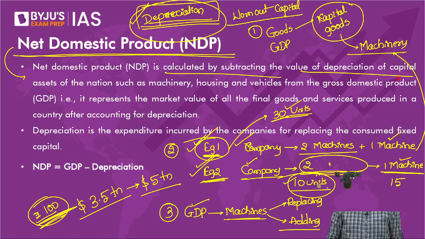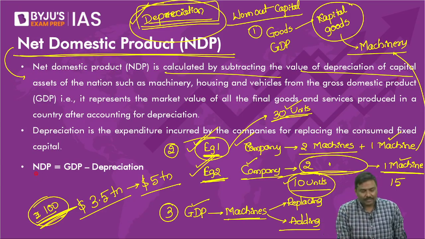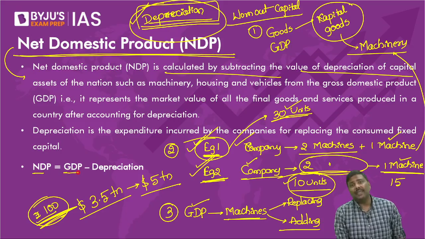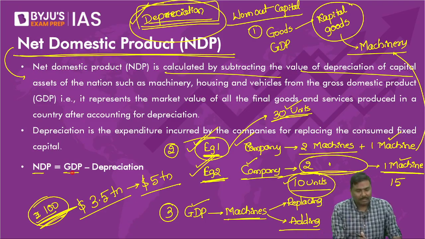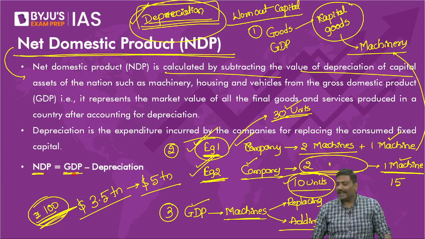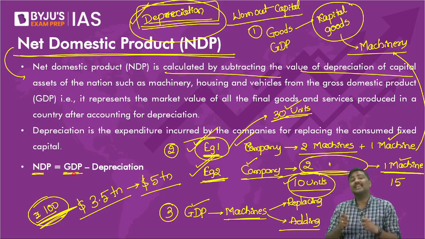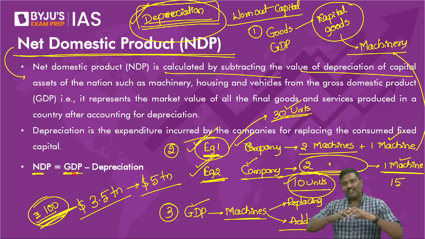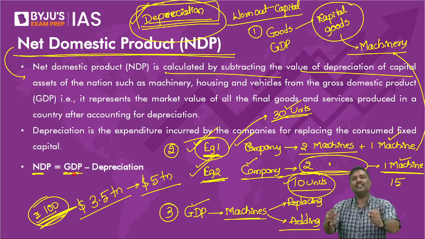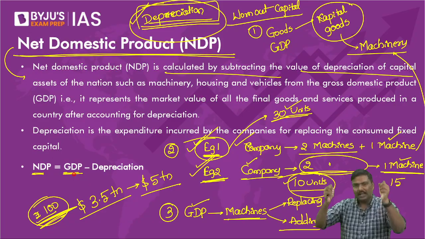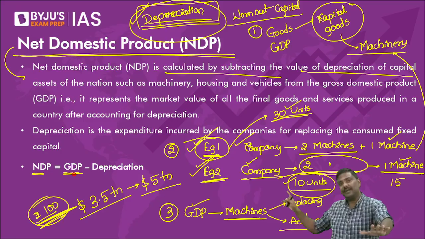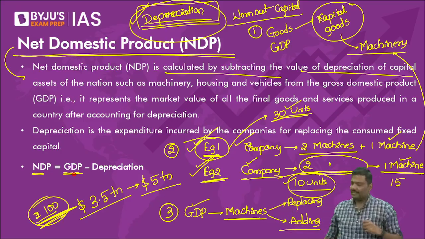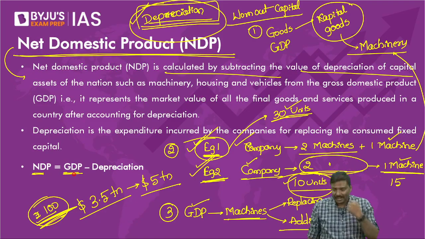Understand this carefully. Is it okay if I say that if NDP becomes equal to GDP, that is the best case scenario? Best case scenario means what? Whatever capital machinery you have produced in this year, none of it is used for replacement. Everything is addition. Is it okay? I'll repeat it.